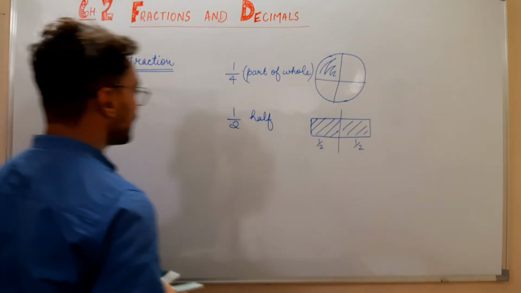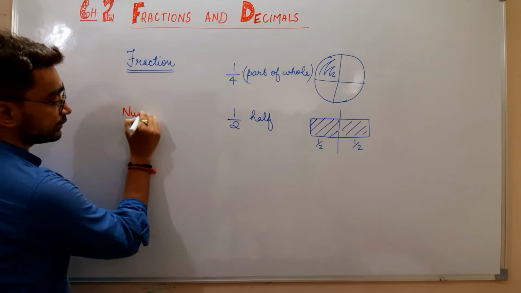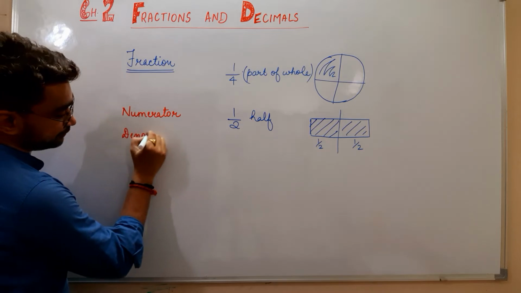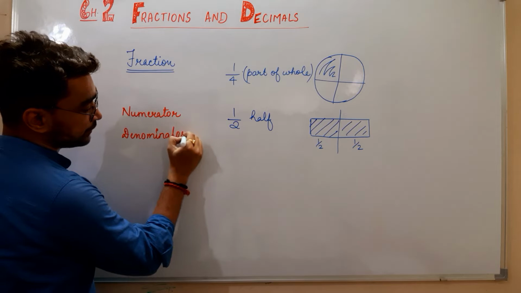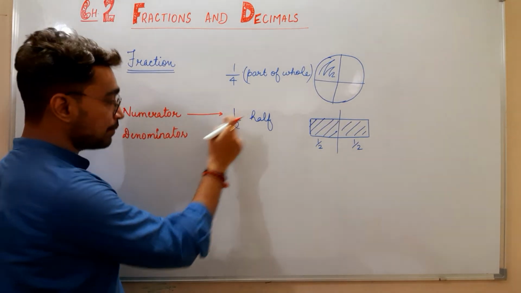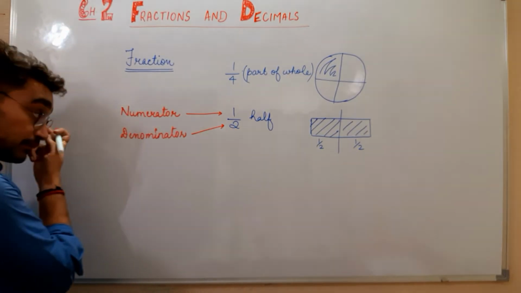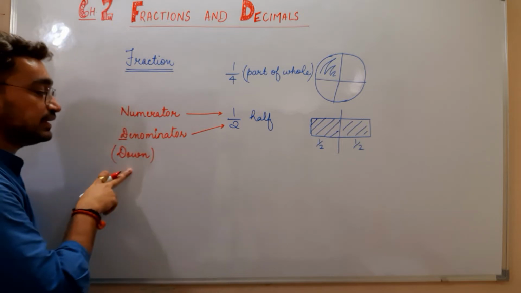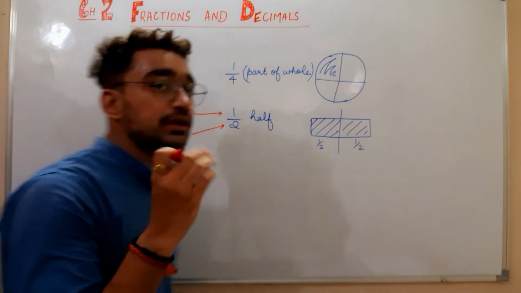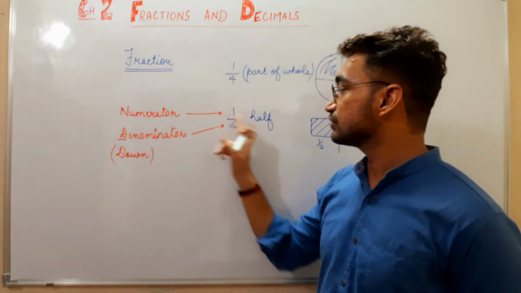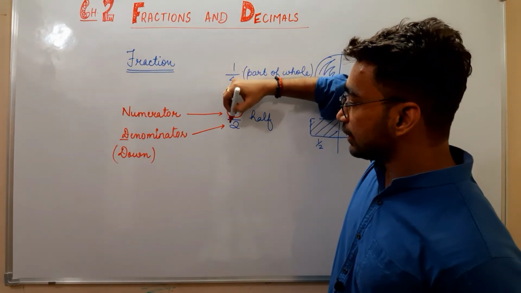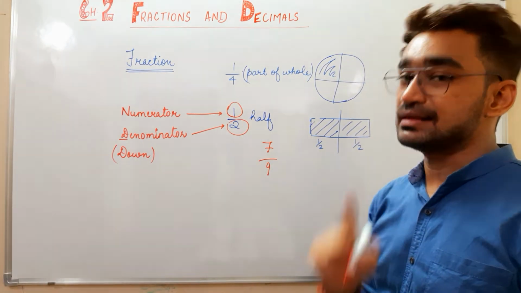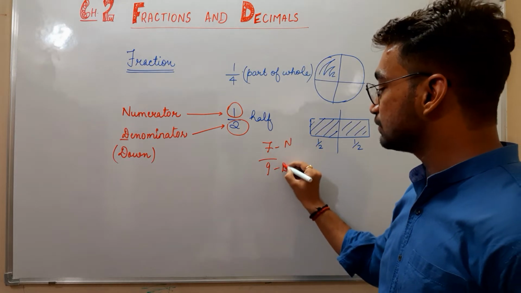One more important thing here is numerator and denominator. Numerator means the number which is coming on the top, and denominator means the number which is coming at the bottom. Remember, D for denominator and D for down. It's a quite easy trick to remember. For example, here 1 is the numerator and 2 is the denominator. Can you say out of 7/9 which is the numerator and which is the denominator? Exactly, 7 is the numerator and 9 is the denominator.